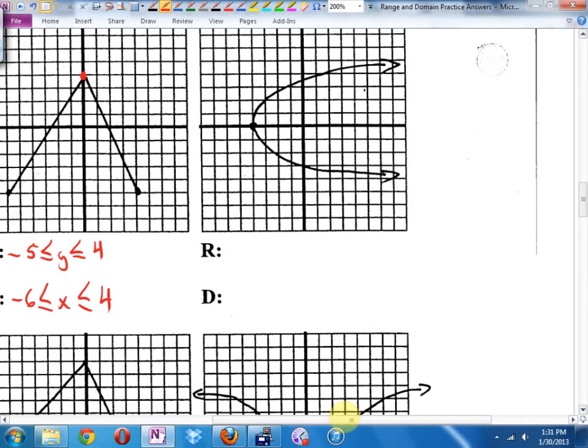This one, not a function. I'm going to do domain first. Everything to the right or touching -4. Range, all reals.